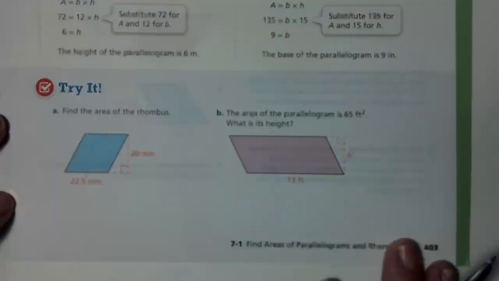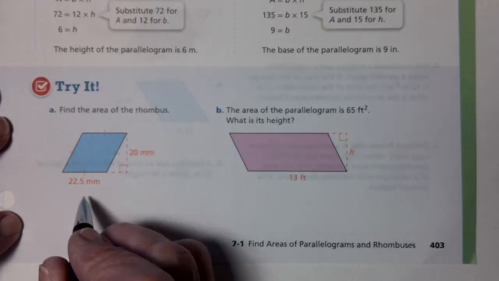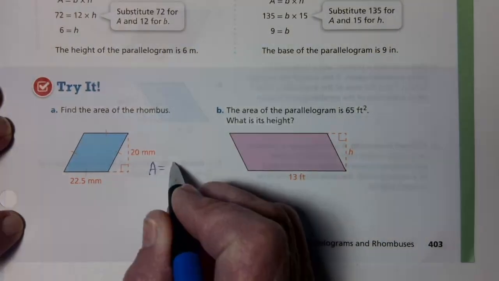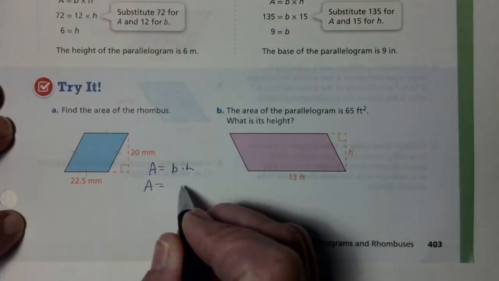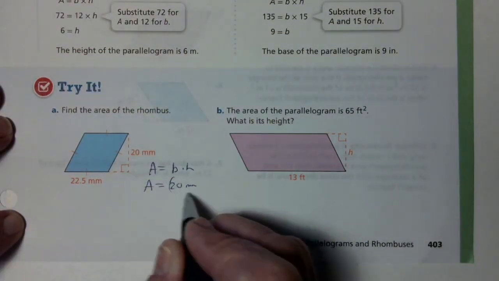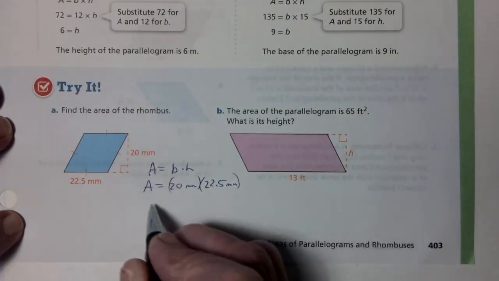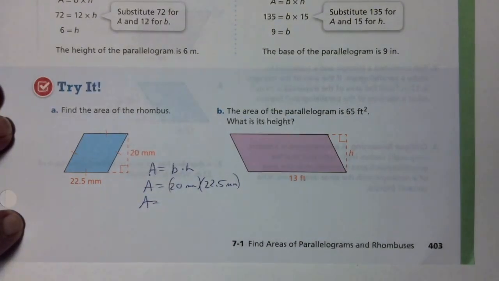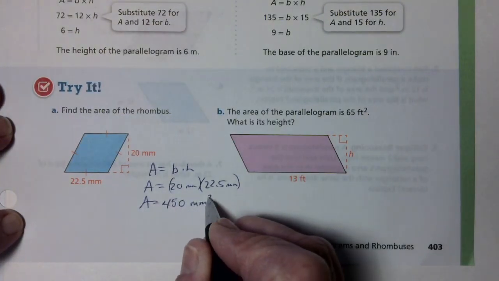Try it. Here we go. All right, on this one, we have a base and we have a height. So we start with our formula. Area equals base times height. So the area is going to be 20 millimeters times 22.5 millimeters. Go to my calculator and I'm going to punch in 20 times 22.5 and I get 450. My units are millimeters squared.